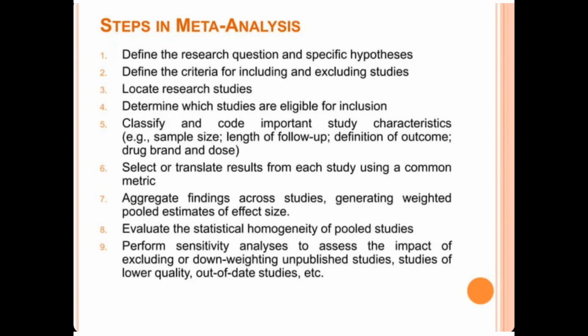Steps in meta-analysis: define the research question and specific hypothesis, define criteria for including and excluding studies, locate research studies, and determine which studies are eligible for inclusion in the meta-analysis. Classify and code important study characteristics like sample size, length of follow-up, definition of outcome, and drug brand and dose. Select or translate results from each study using a common metric and aggregate the findings.